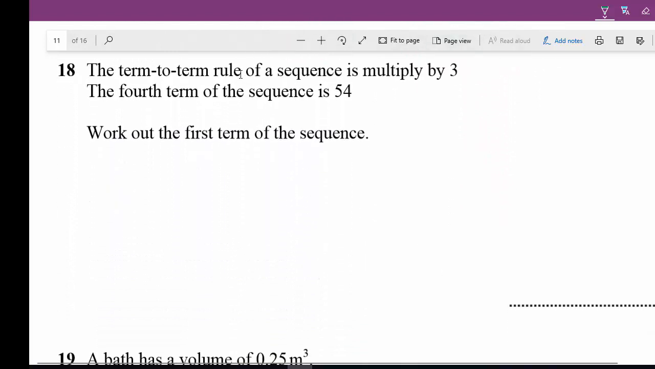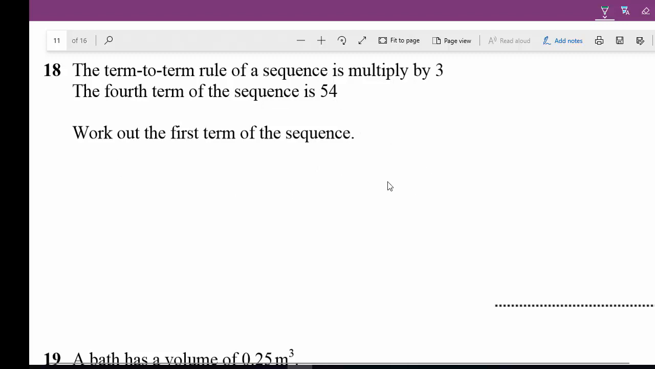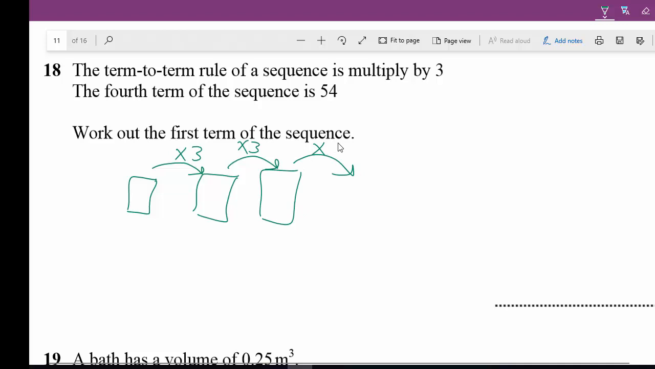Term to term rule of a sequence is multiply by 3. The fourth term of the sequence is 54. Work out the first term. For such questions, it's important to make the structure of the sequence. So we have the first term. If we multiply it by 3, we will get the second term. And if we multiply this by 3, we will get the third term. And if we multiply this by 3, we will get 54, which is given in the question.